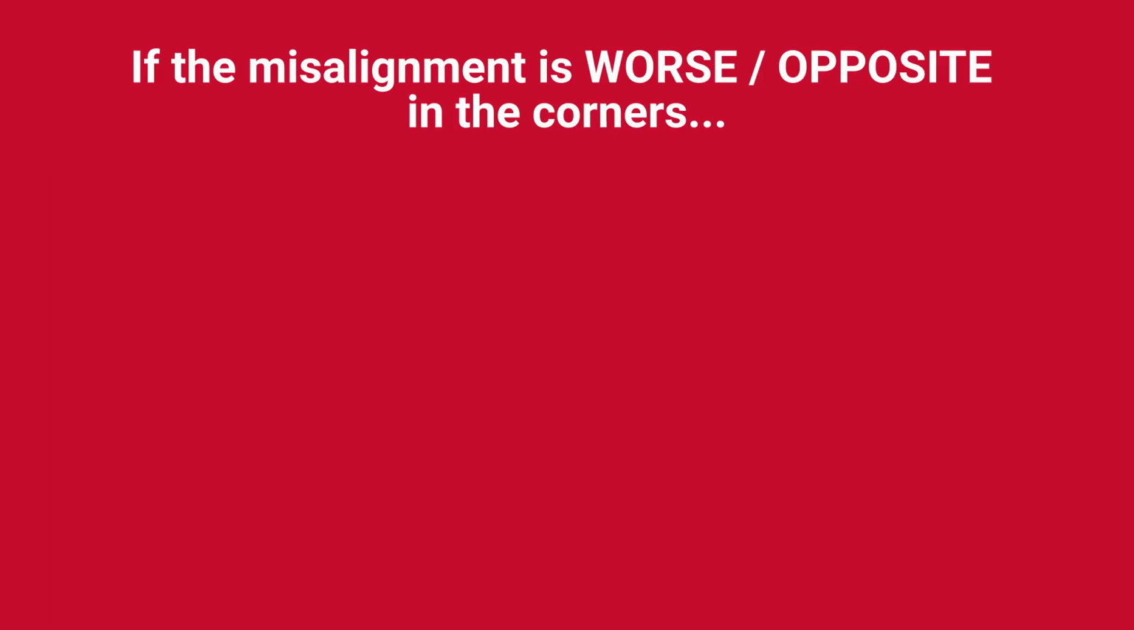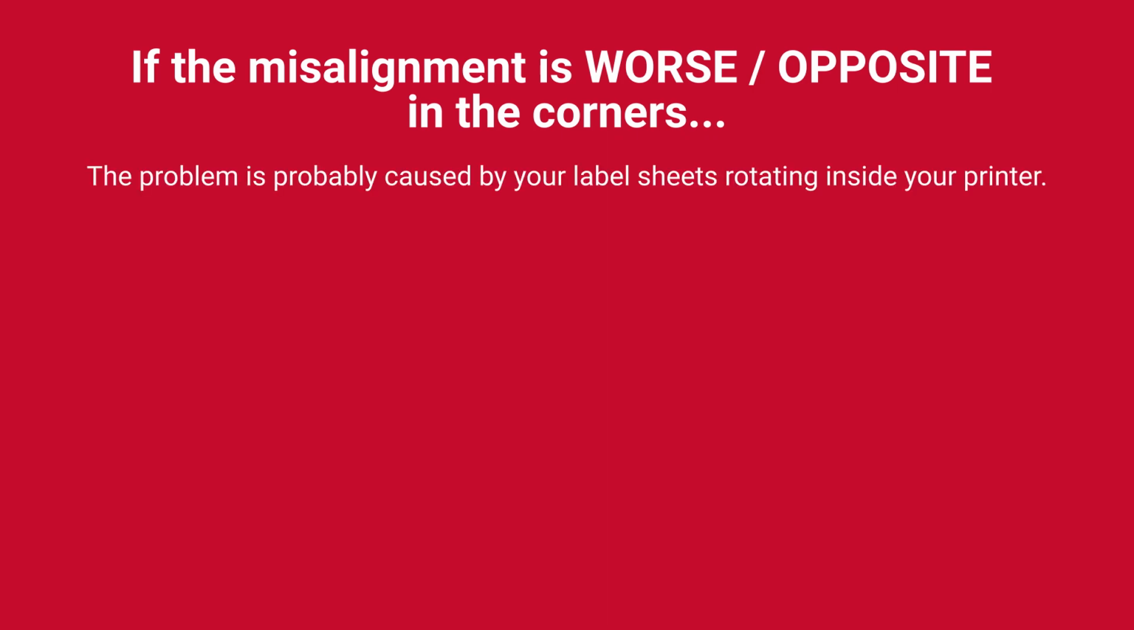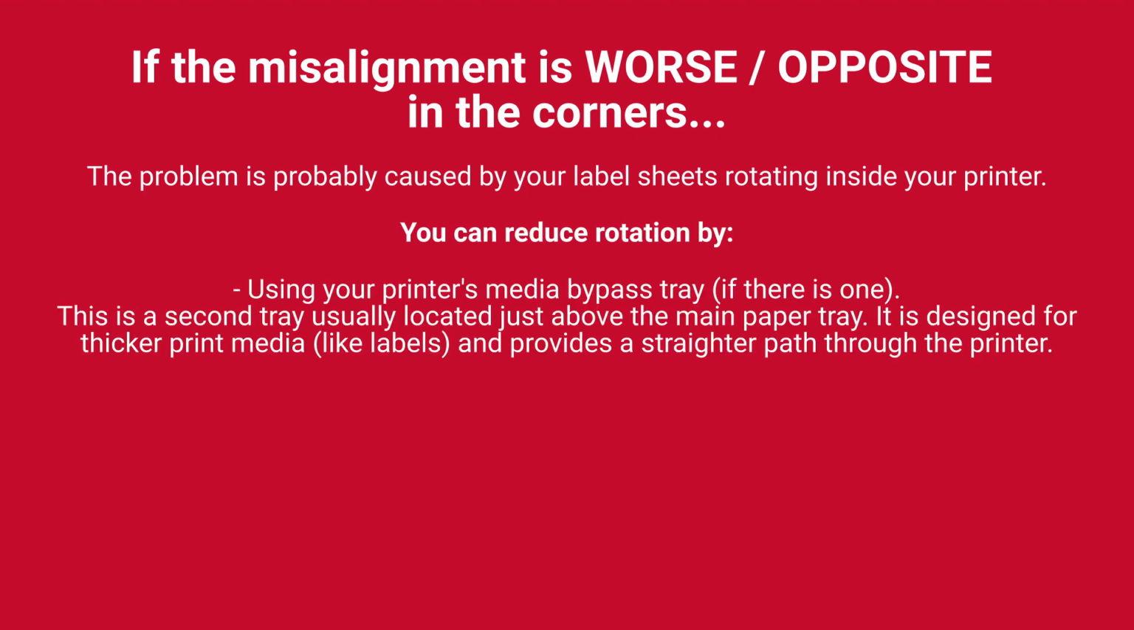If the misalignment is worse or opposite in the corners, the problem is probably caused by your label sheets rotating inside your printer. You can reduce rotation by using your printer's media bypass tray, if there is one. This is a second tray usually located just above the main paper tray. It is designed for thicker print media, like labels, and provides a straighter path through the printer.